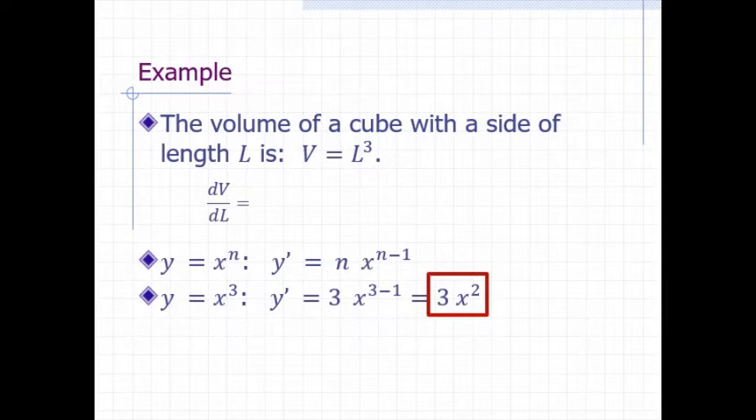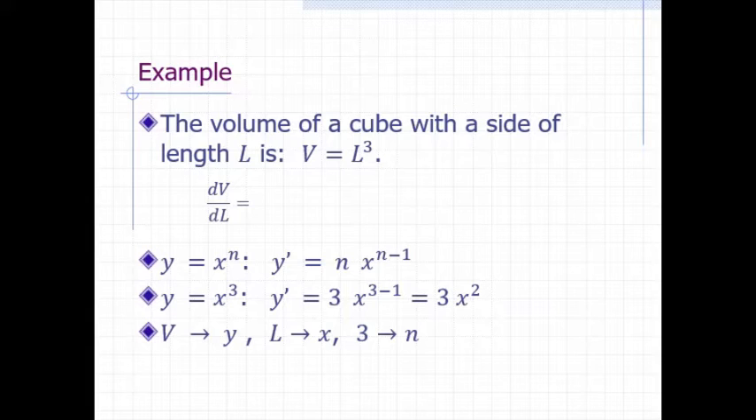In the expression v equals L cubed, we can think of v as y, L as x, and n as 3. In other words, y is equal to x cubed, just as v is equal to L cubed. So the derivative of v with respect to L is 3L squared. You need to get used to using other symbols besides x and y. When dealing with physical quantities, it is preferable to use symbols that closely resemble the names of the quantities.